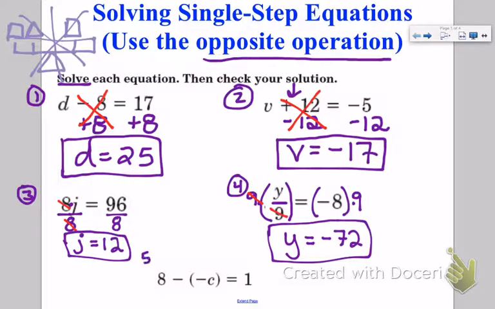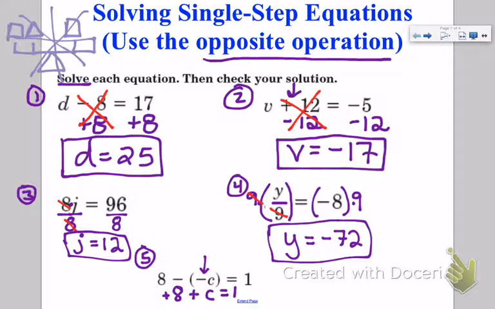Now, example number 5, I want us to be super careful, because 8 minus negative c is really 8 plus c. So we might look at that negative sign and say, hey, all I have to do is add c. But wait, minus a negative is really the same thing as adding. So in this case, we have a positive 8 that we're adding to c to get 1.